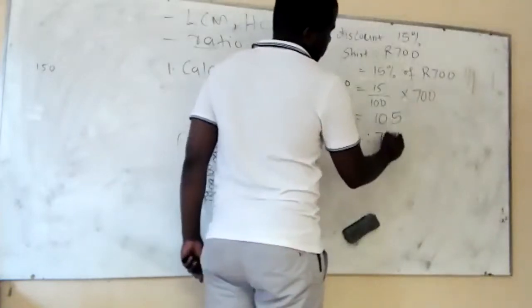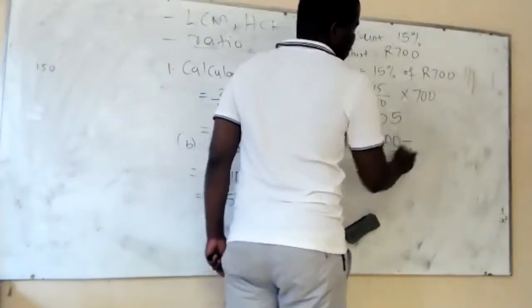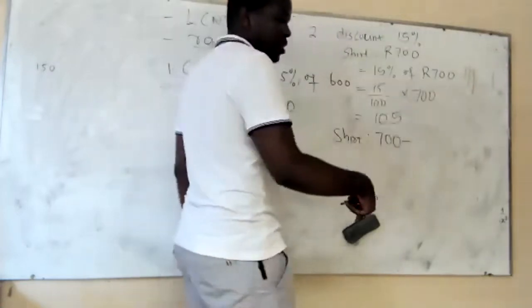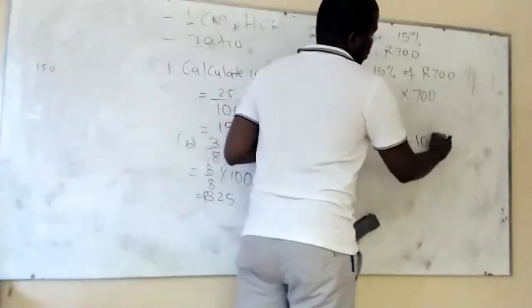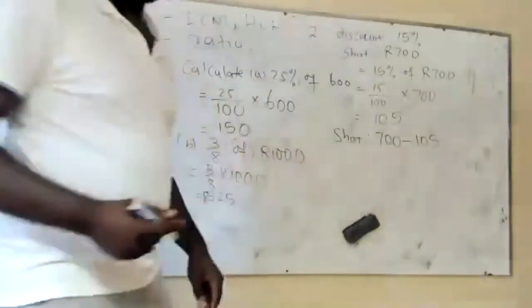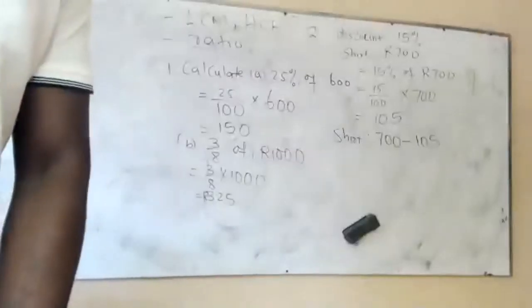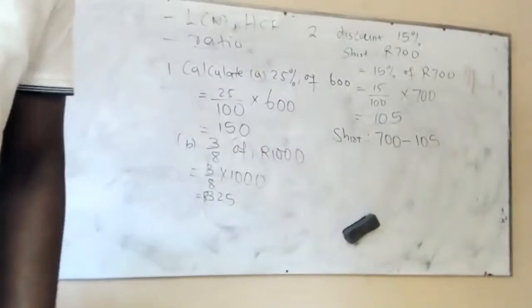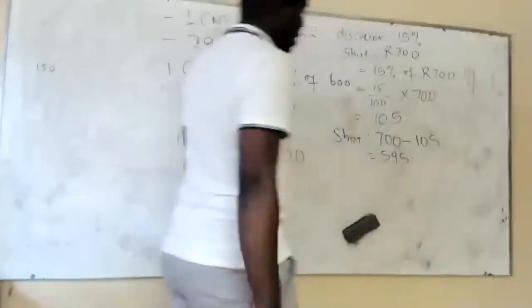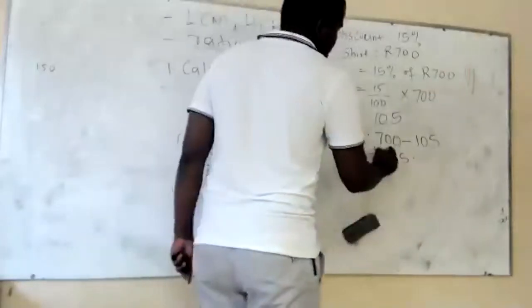So in this case, it means you're going to say 700 minus the amount of the what? The discount. Yes, it's minus the amount of the discount. That's how you're supposed to go about it, of which if you put into your calculator, you're going to have 700 minus 105. And that will give 595.